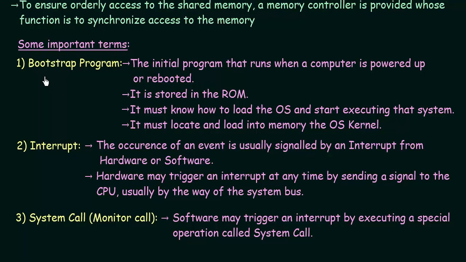And I also told you that the operating system is stored somewhere in the secondary memory. So the Bootstrap program must know where your operating system is stored, and it must go there and invoke the operating system, and it must load the OS kernel into your main memory. It must locate and load into memory the OS kernel. Now what do we mean by kernel? Kernel is like the heart of the OS. It is the main part of the operating system. So that has to be loaded into your memory.